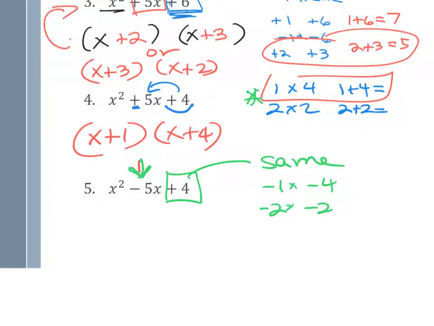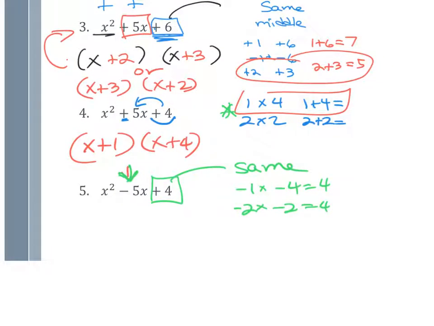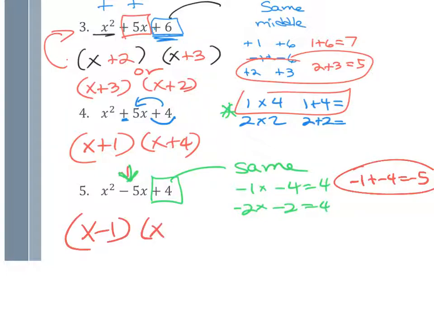So when I multiply, I get the positive 4, but when I go back and add them, negative 1 plus negative 4, I get that negative 5 that I wanted in the middle. So here, my factors are going to be x minus 1 and x minus 4.